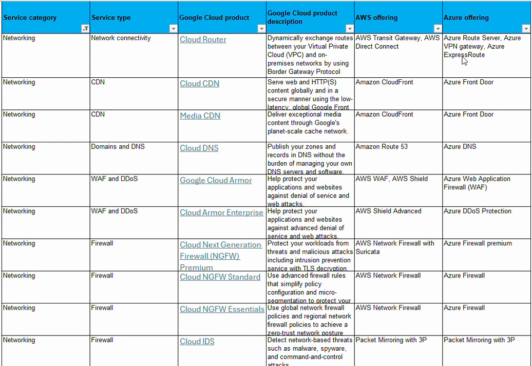Content delivery network. In the content delivery network there are multiple types of advantages. Basically it uses the edge servers and other things to deliver your content with respect to geographical accessibility. In the Google cloud they call it Cloud CDN, in AWS they call it CloudFront, and in Azure they call it Front Door.